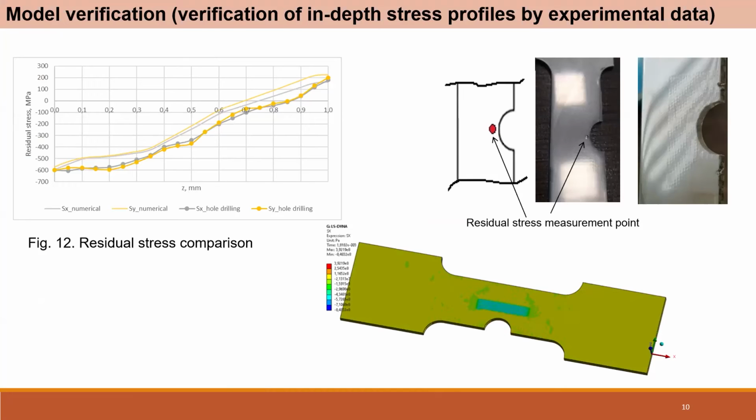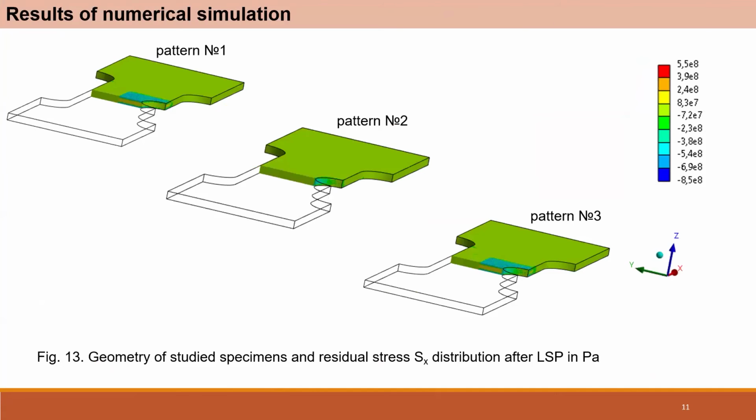After that, we compare our numerical results with the hole drilling method, and we see that the difference is about 10%. We have a good agreement between numerical and experimental results. This is the stress distribution after laser shock peening in different patterns: when we treat only surfaces, when we treat the notch, and when we treat all surfaces. After that, we decided to estimate the field of residual stress after tension.